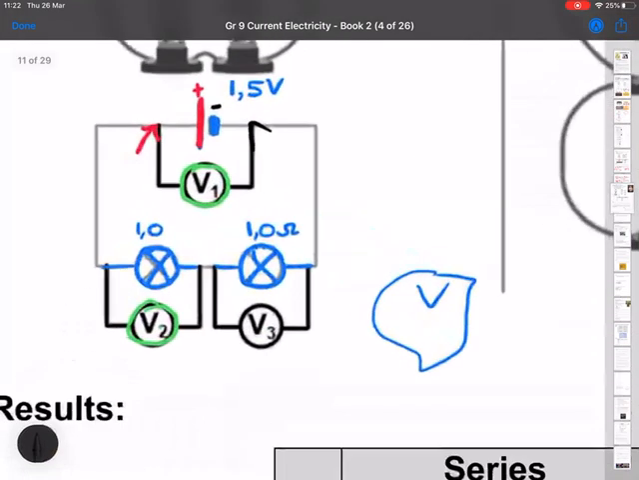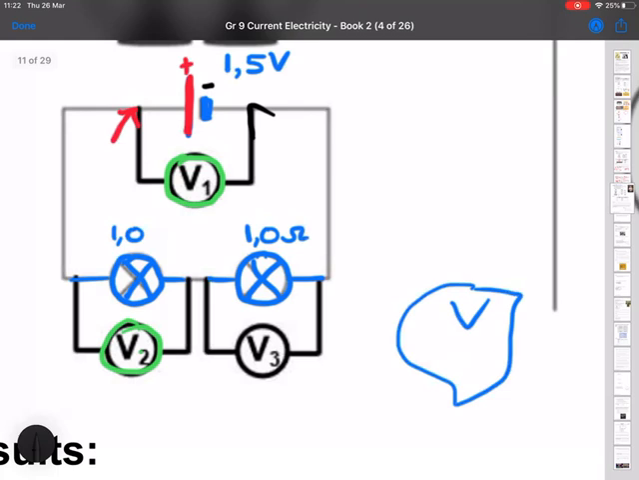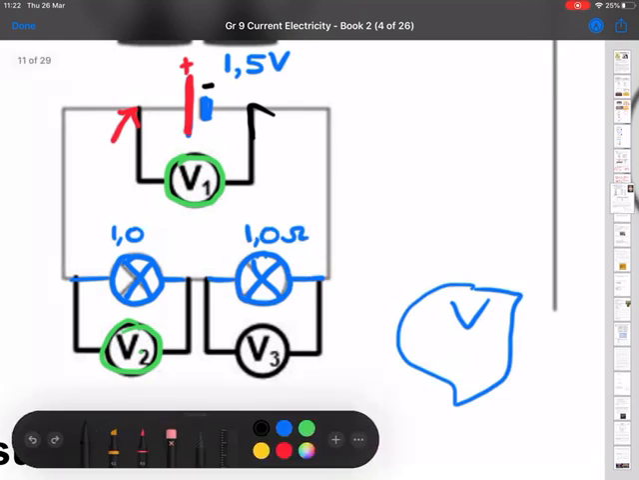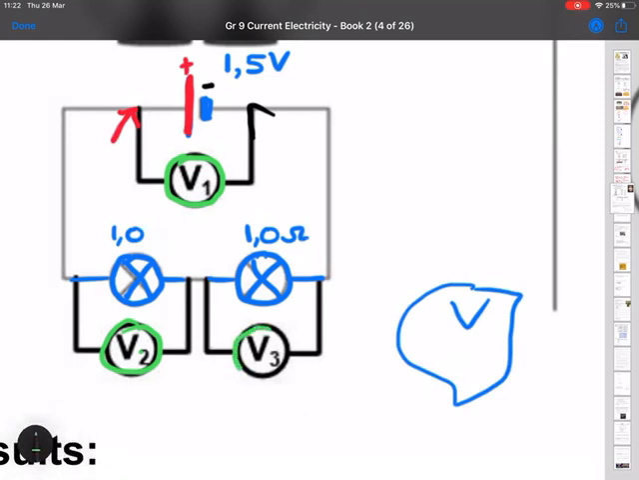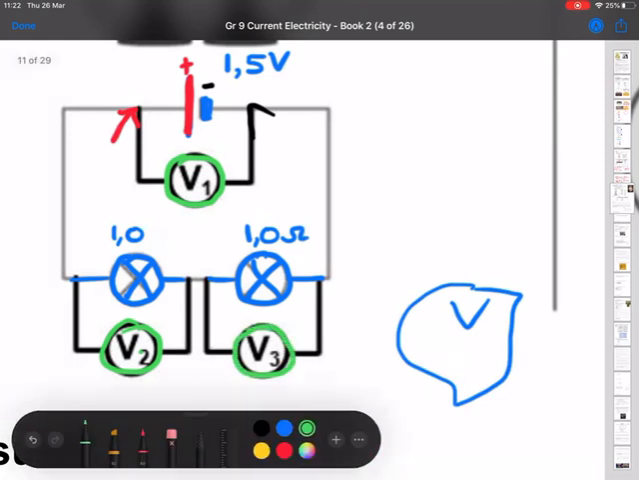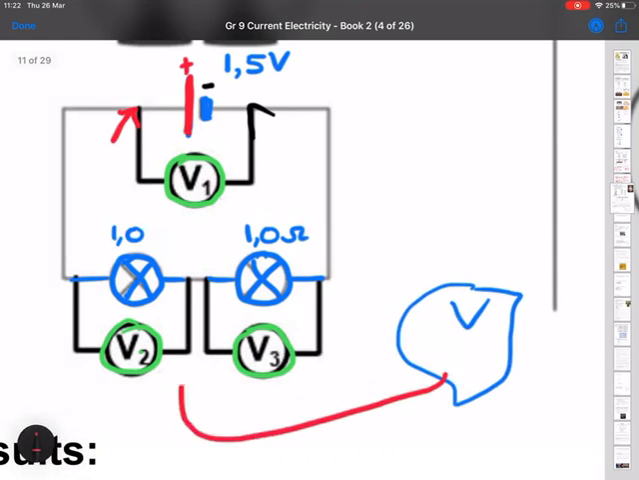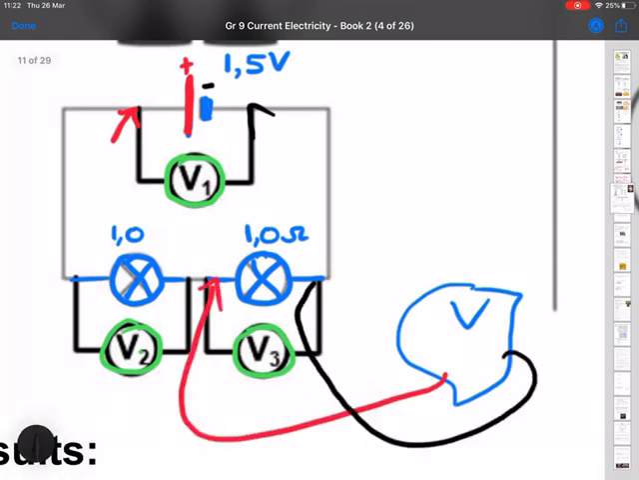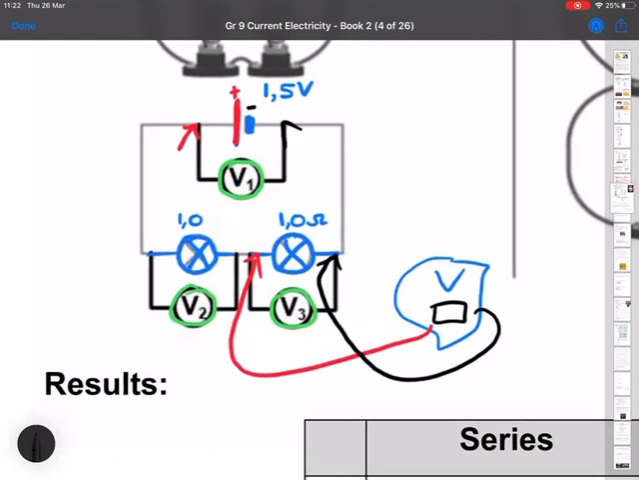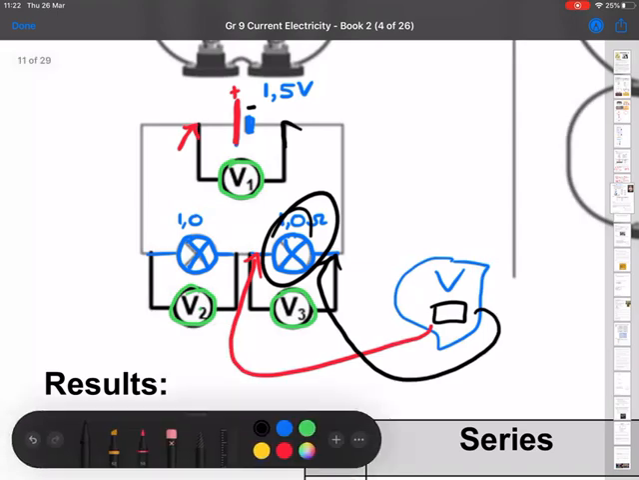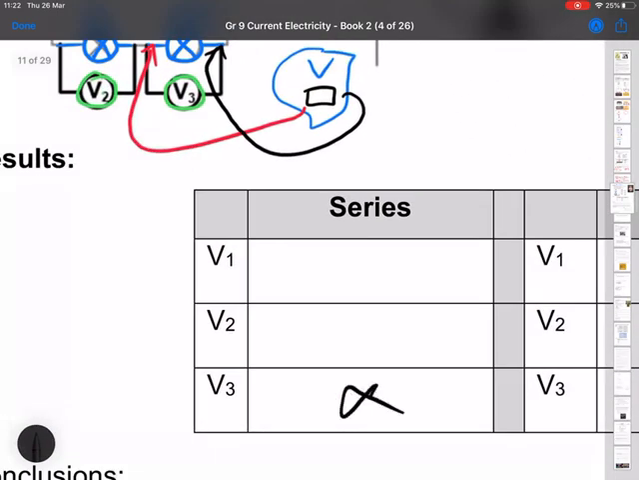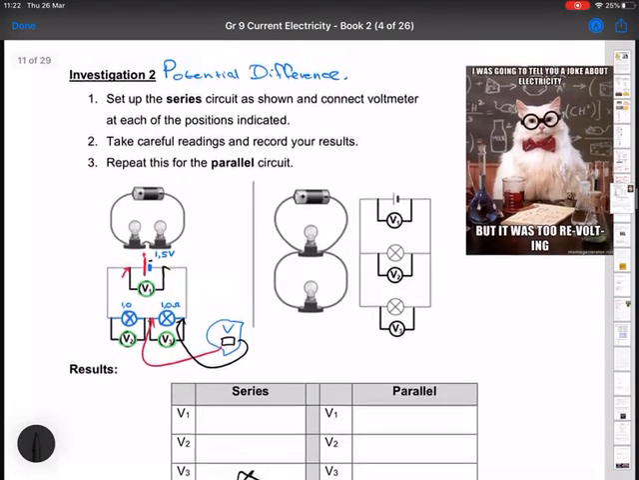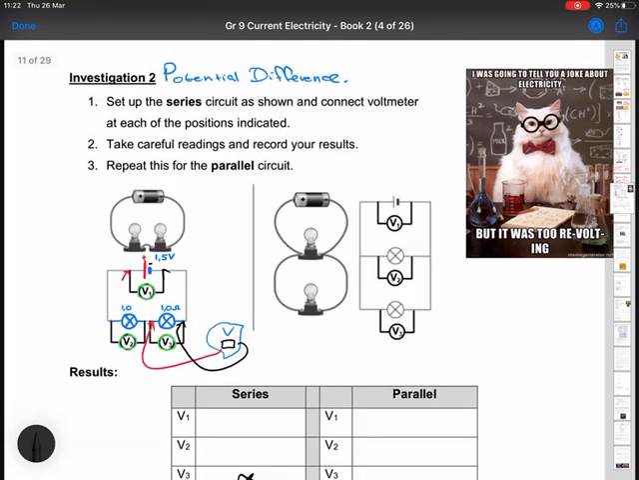And then the last thing you're going to do with that circuit, you're going to determine what the potential difference is across this light bulb. So that'll be voltmeter 3. You're going to take the positive lead and connect it to the positive side of your light bulb. And you're going to take the negative lead and connect it to the negative side of your light bulb, and note what the voltmeter reading is for that light bulb. You're going to note that value over here.